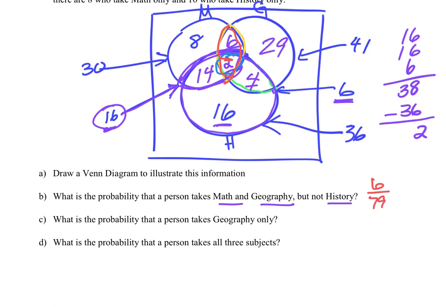What is the probability that a person takes geography only? That's this area right here. All the other parts are the overlaps where they do other things. So 29 out of 79. And then over here, what is the probability that a person takes all 3 subjects? Well, we know that 2 is the overlap of all 3, so that's 2 out of 79.